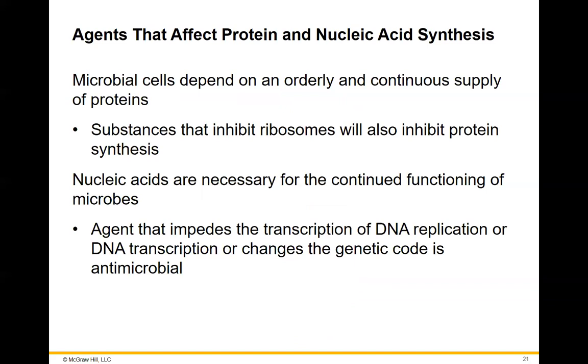Anyways, microbial control of nucleic acid synthesis and proteins. You need to obviously make copies of your DNA and go through transcription if you're going to be alive. So we can inhibit those things, and we can also inhibit translation by inhibiting the ribosomes. Remember, translation is making the proteins from the RNA. So we can inhibit the actual ribosomes from working. But there's another way that we can affect the proteins as well.